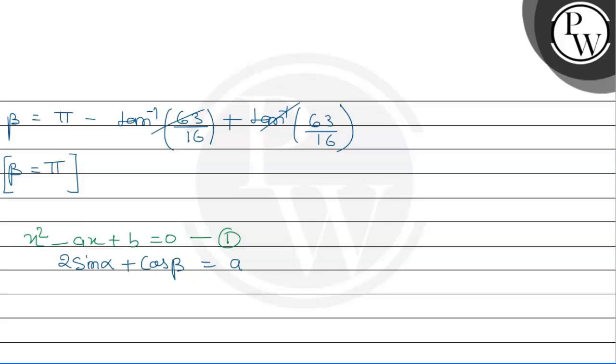Okay. So if I put the values of alpha and beta, then 2 into sine alpha will be pi by 2, plus cos beta; cos beta will be pi. So if we solve this, 2 into pi by 2 will be 1. So 2 into 1 plus cos pi, which is minus 1, is equal to a. So from here the value of a will be 1. Okay.